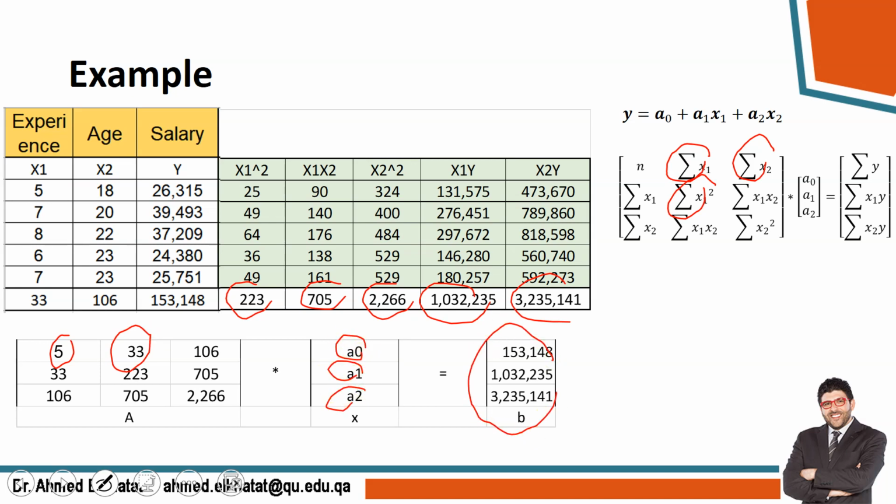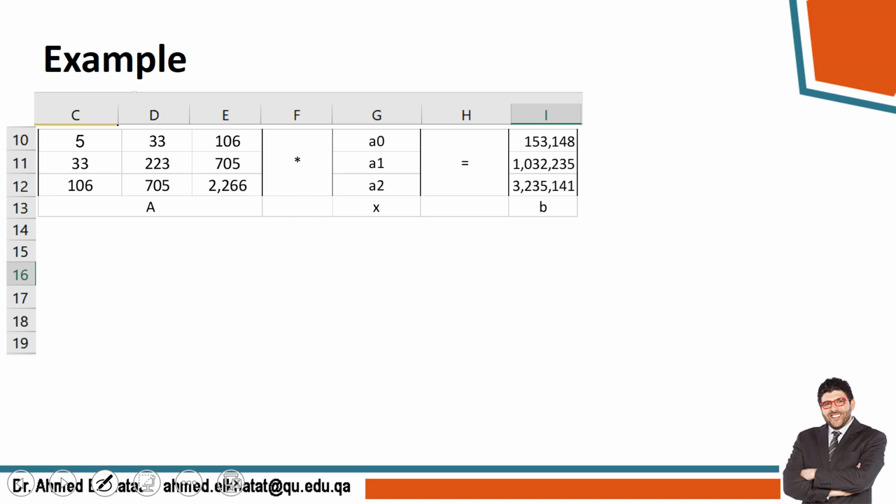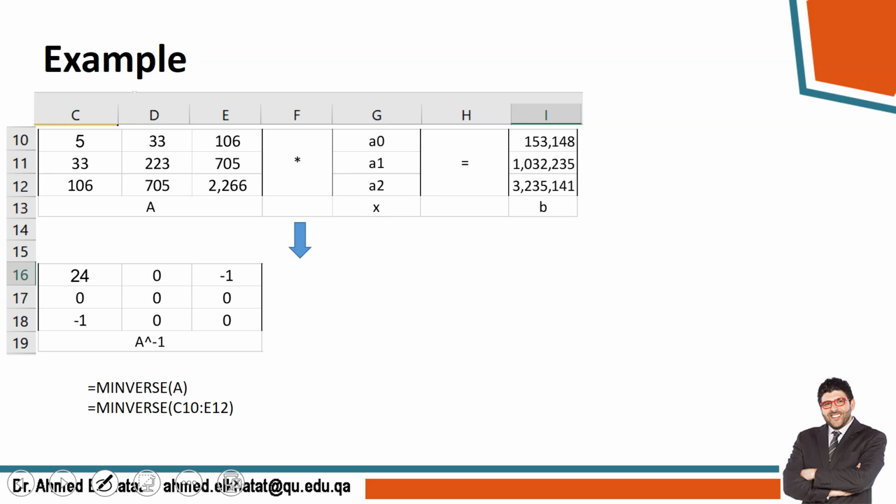Now remember that this is A and this is x and this is b. So if you remember, we can inverse this matrix to find A to the power of -1 and then multiply by b, so we can get x like we did in part 1. So let's do this. Okay, we have our matrix. Then we inverse the first matrix.